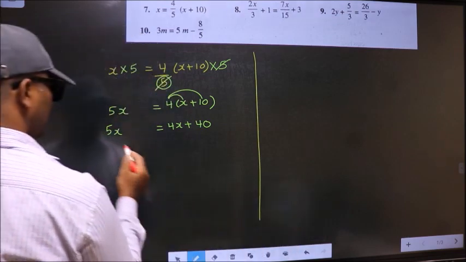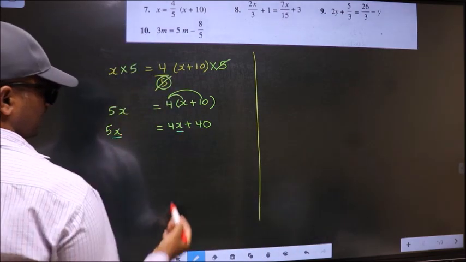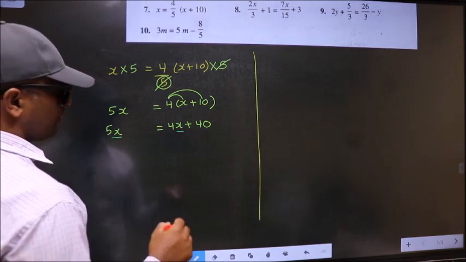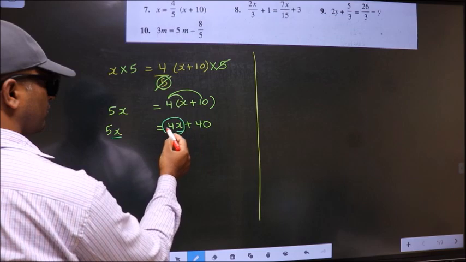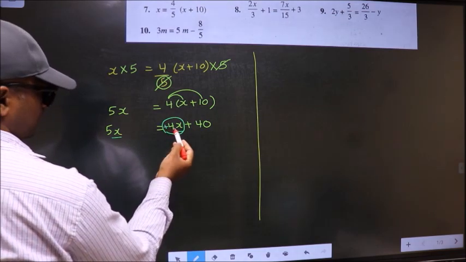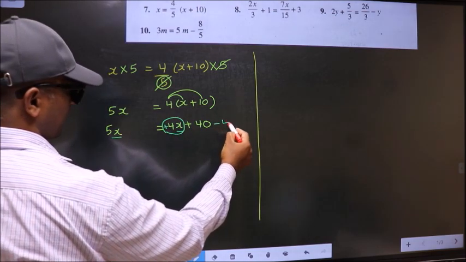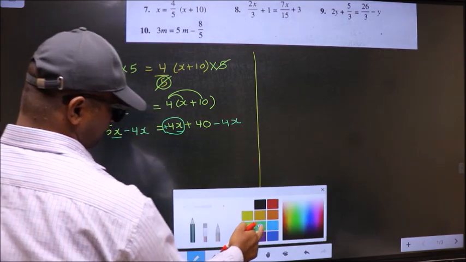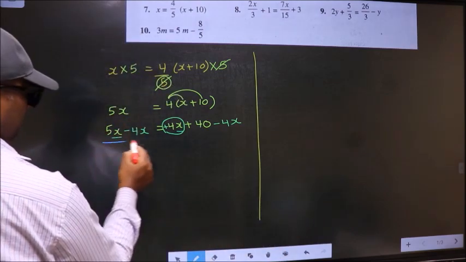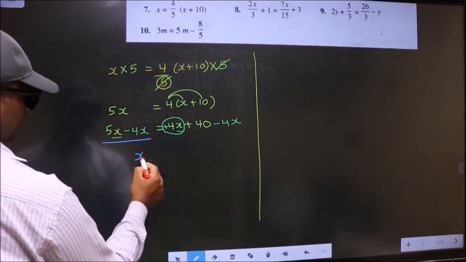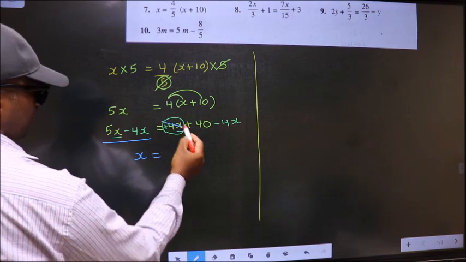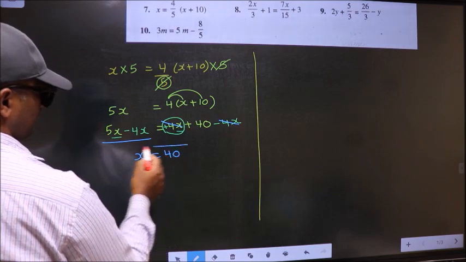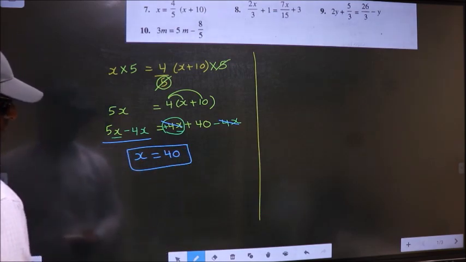Now we have x here and also here. We should bring both the x terms on one side. For that, we should remove plus 4x from this side. So to remove plus 4x, you subtract 4x on both sides. Now 5x minus 4x, 1x, that is x, equal to, plus 4x minus 4x cancel out, you are left with 40. This is our answer.